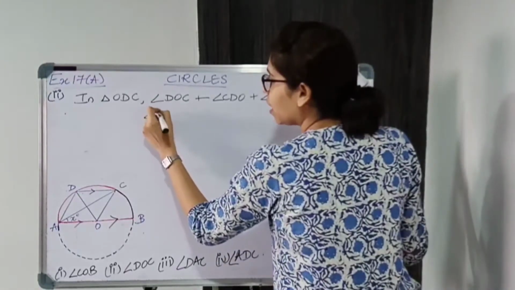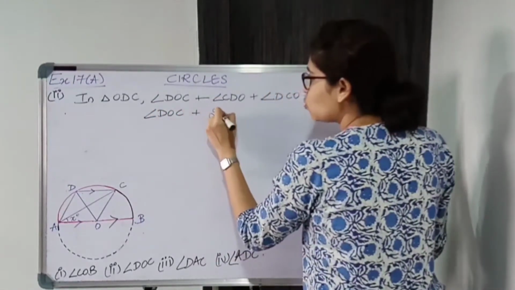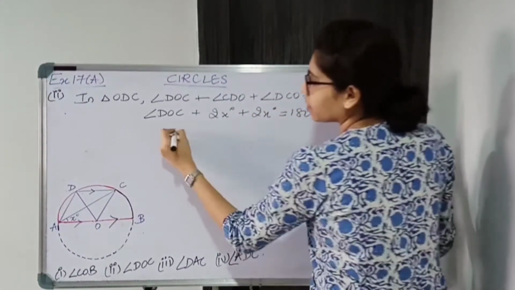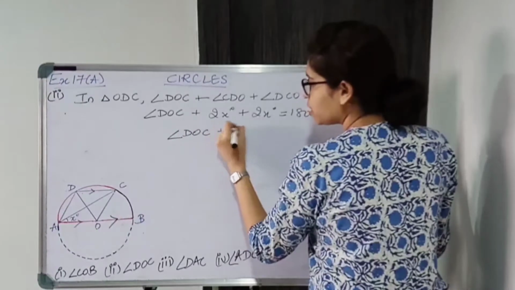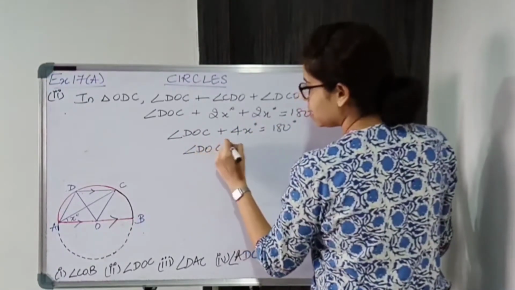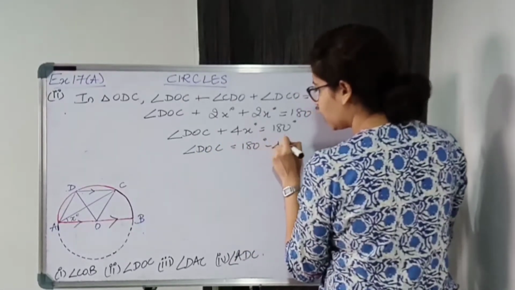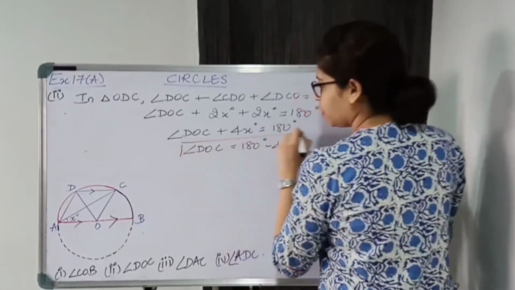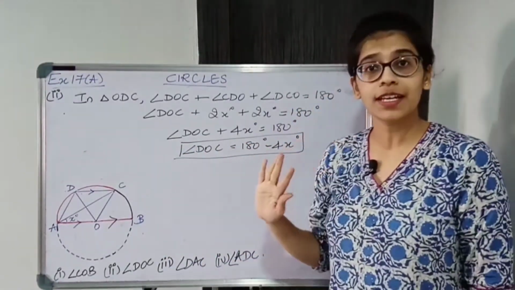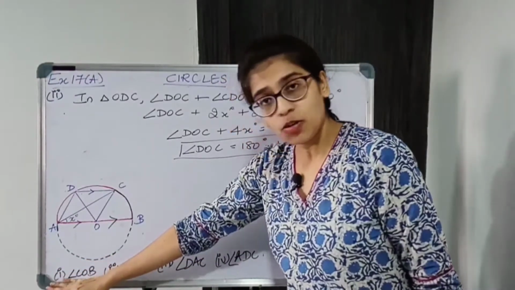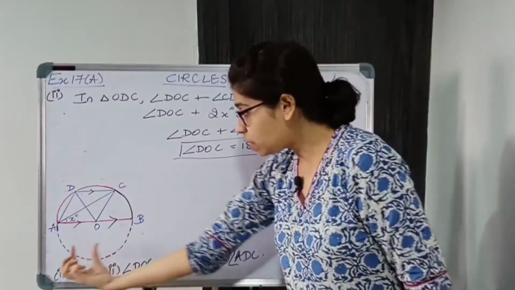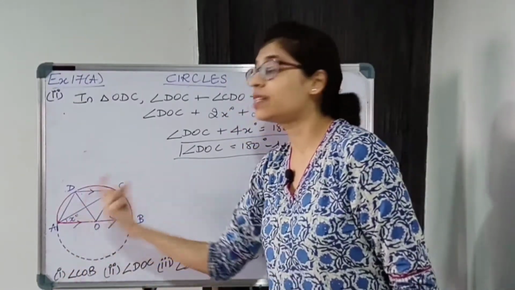DOC is the angle that we have to find. These two are 2x and 2x. So angle DOC plus 4x is equal to 180 degrees. So angle DOC is equal to 180 minus 4x. We found angle DOC in terms of x. We found angle COB in terms of x. We found angle DOC in terms of x. But for DOC we used COB and for COB we used CAB.